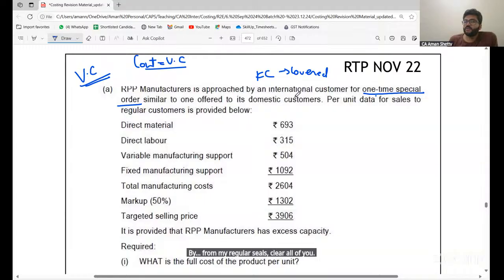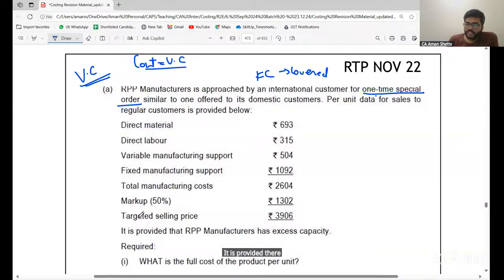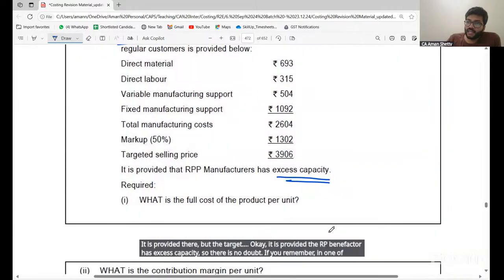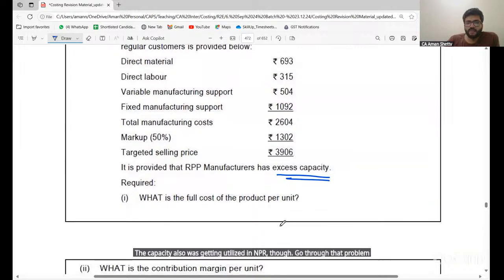Similar to the one offered to domestic customers, per unit data for sales to regular customers is provided below. This is my per unit data. It is provided that the RPP manufacturer has excess capacity. So there is no doubt. If you remember, in one of the adjustments I had done in the class, the capacity also was getting utilized. NPDA though. Go through that problem, medal problem or something.